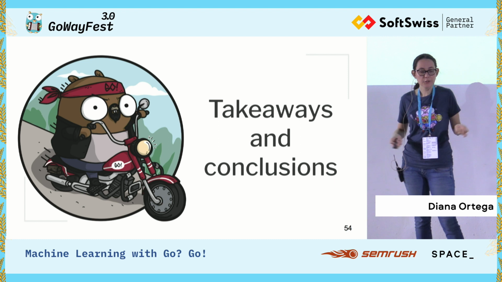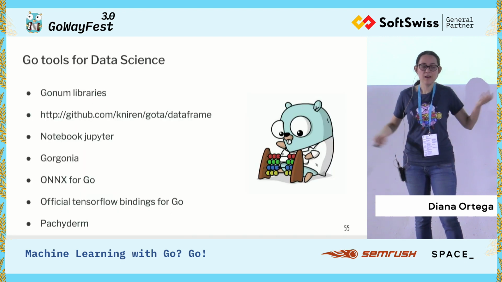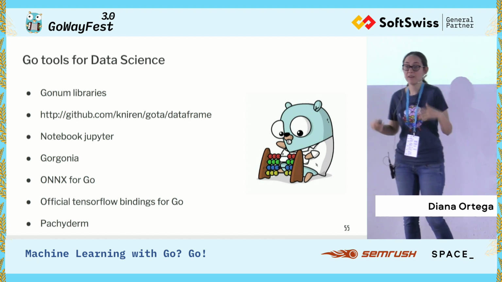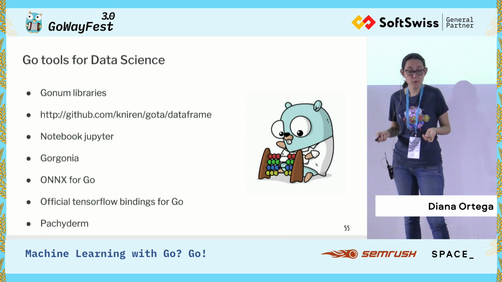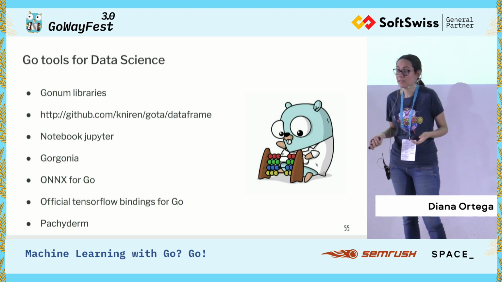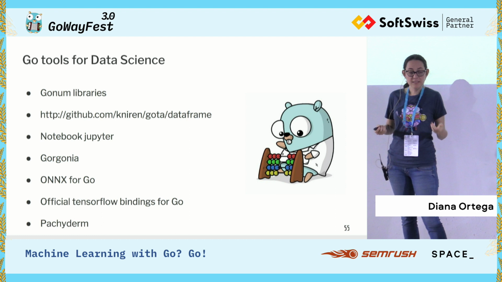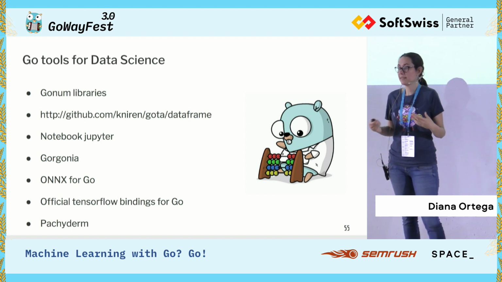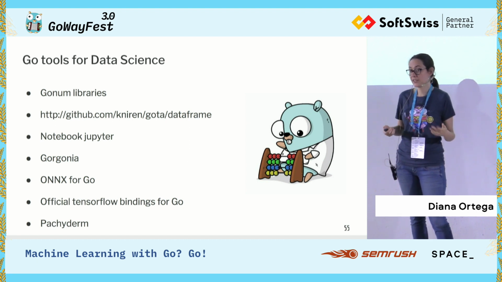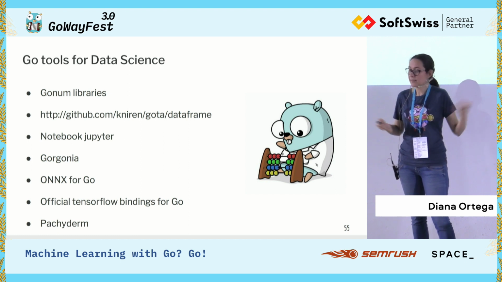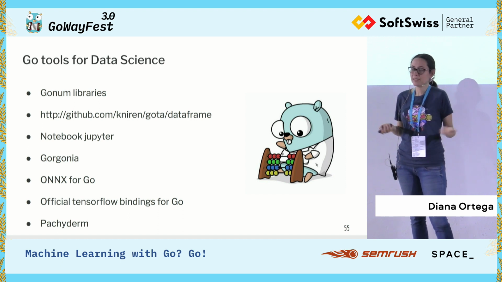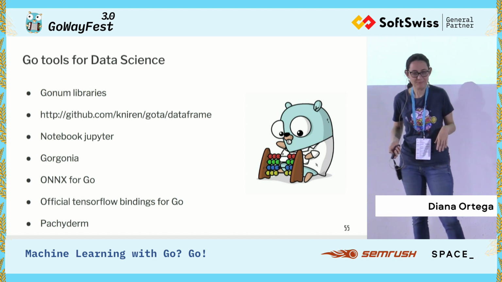Well, in conclusion, there are a lot of tools for data science. We have GoNum, we have Gorgonia, we have Jupyter notebooks. We are creating ONNX for Go, and there are the official TensorFlow bindings for Go. We have Pachyderm, and there are a lot of things you can do, and you can start contributing. We also have the Slack channel for data science. It's an invitation to start contributing to this passion and kind of project.